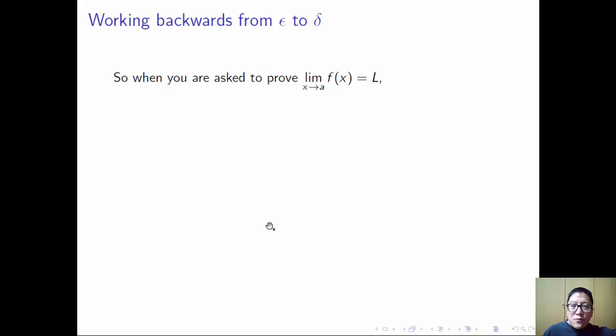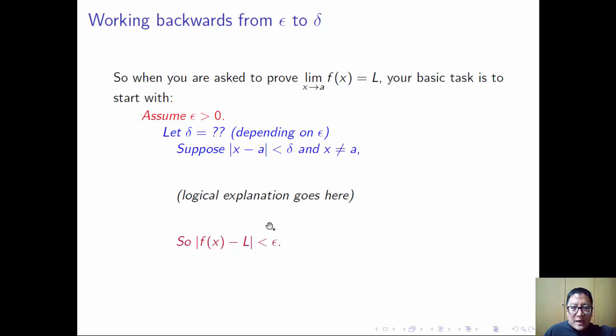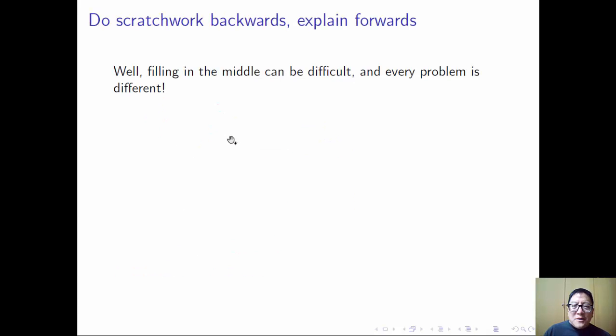All right, so when you're asked to prove that the limit of f of x as x approaches a is equal to L, your basic task is to start with that outline that we just discussed, that we went through such trouble to establish. We start here, and then you fill in the middle. Oh, also the question marks. But remember I said that this is only sort of a recipe for doing epsilon delta proofs? Well, filling the middle is difficult, and every problem is different. And so that's why this is only sort of a recipe.